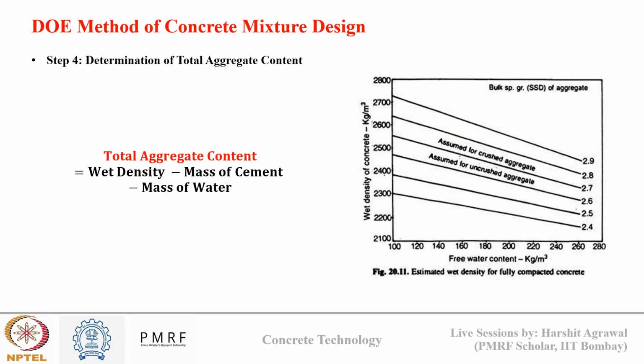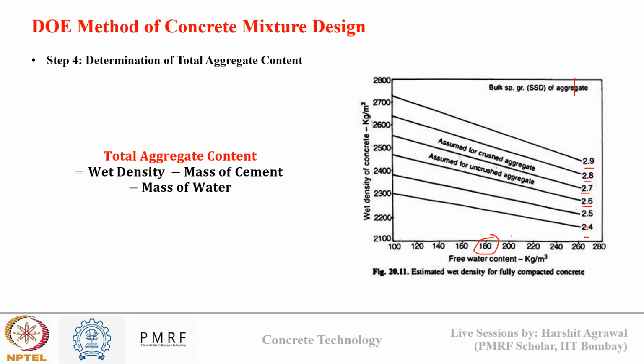Now we determine the total aggregate content. For this, the DOE method provides a curve to calculate the wet density of concrete first. And how do we calculate the wet density of concrete? For this, we have two values that we need to know. We need to know the specific gravity of aggregate, and we need to know the free water content that we have calculated.